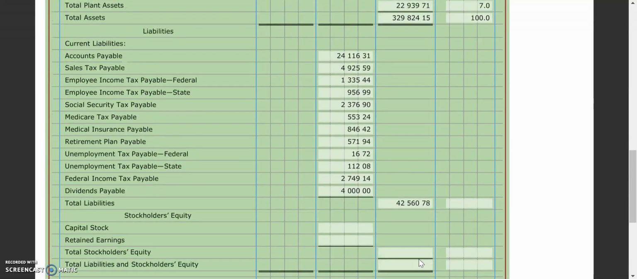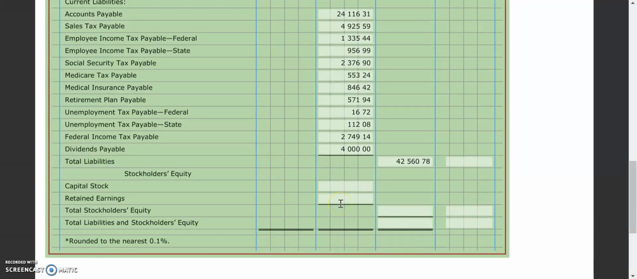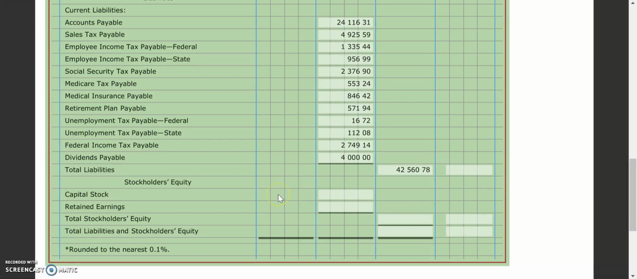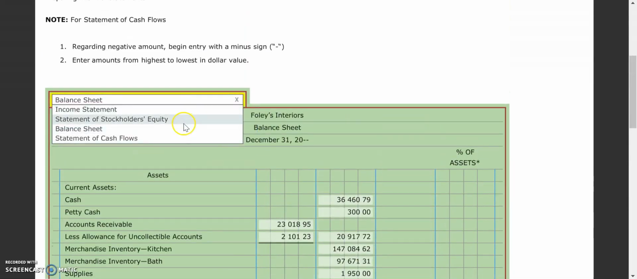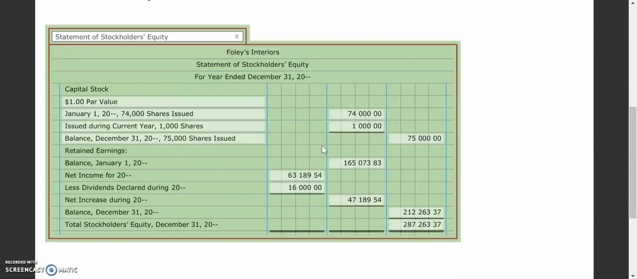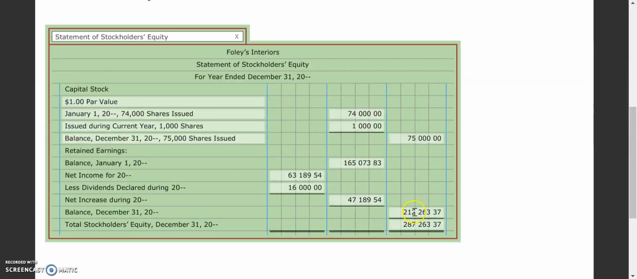So remember that the balance sheet, it's our assets that equal our liabilities and our stockholders' equity. So we're going to need to grab our information for our stockholders' equity. This is going to come from our stockholders' equity statement that we just made. So we need to go back up here and change to our statement of stockholders' equity, where we will get the information for our total capital stock and our total retained earnings. So these two numbers, the $75,000 and the $212,000, are the ones that we're going to need in order to figure out what our total stockholders' equity is.